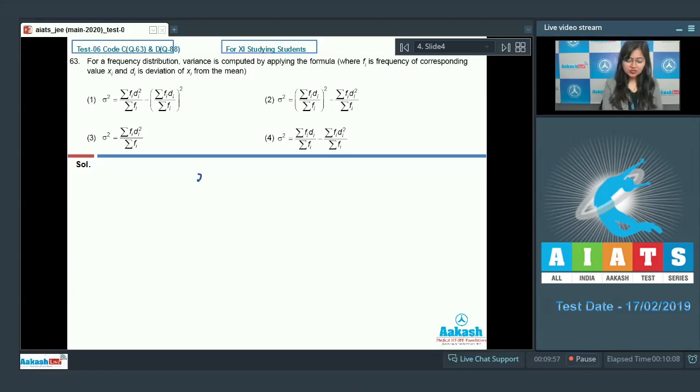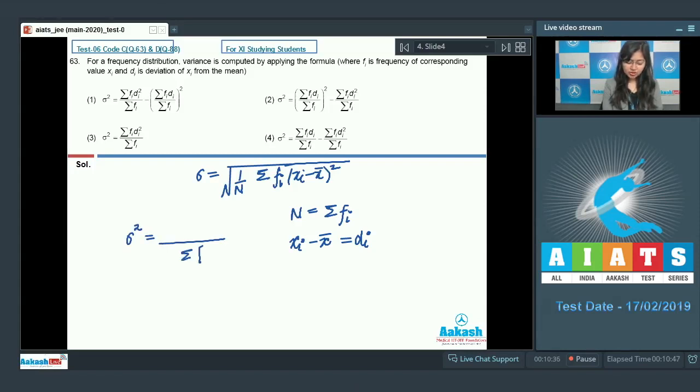Now we know that the standard deviation sigma is equal to under root 1 by n into summation Fi into (xi minus x bar) whole square, where n is equal to summation of Fi's, that is frequencies, and here it is given that xi minus x bar is equal to deviation di. Hence we can say that variance, that is sigma square, is equal to 1 by n, summation Fi into (xi minus x bar), which can be put as di. So this is di square. Hence the correct answer is option number 3.